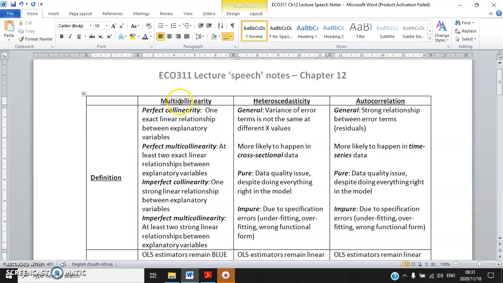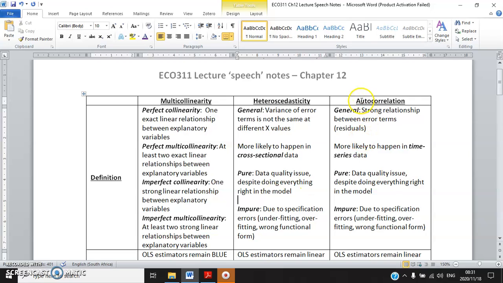Definition. Okay, chapter 10, you need to understand perfect collinearity, perfect multicollinearity, imperfect collinearity, and imperfect multicollinearity. Heteroskedasticity, you need to know the general definition. You need to know that it is more likely to happen in cross-sectional data. And in case the question allocates quite a high number of marks when I ask you to define the concept, you better also tell me the difference between pure and impure heteroskedasticity.